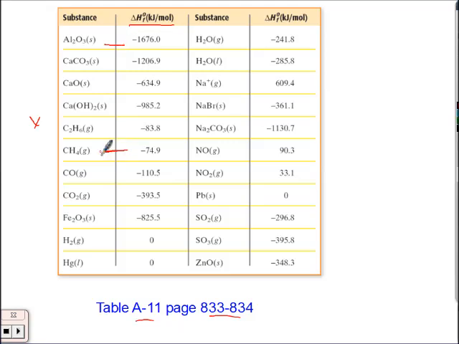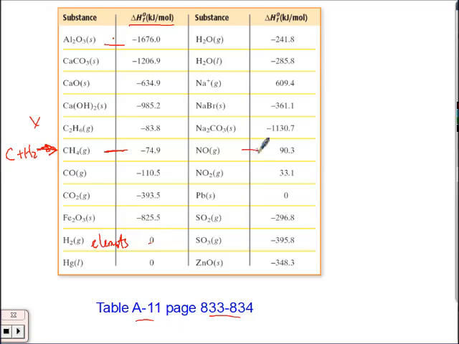Methane has still a negative sign, but when I take carbon and hydrogen, C plus H2 goes to CH4. In that reaction, 74.9 kilojoules per mole are given off. So not as much. It's less exothermic than aluminum oxide. Again, elements are 0 by definition, because I don't make hydrogen from anything but itself.